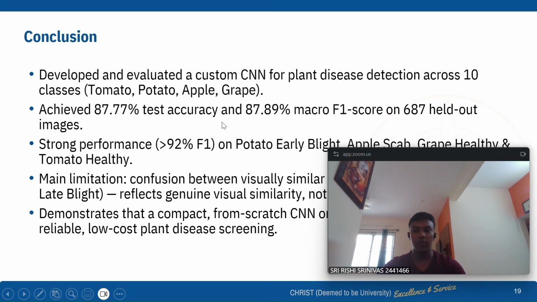In conclusion, we developed a custom CNN for 10-class plant disease classification across tomato, potato, apple, and grape plants. The model achieved 87.77% test accuracy and 87.89% macro F1 score on 687 unseen test images. It performed particularly well on classes such as potato early blight, apple scab, and grape healthy. And the main challenge was distinguishing visually similar diseases, especially tomato early blight and tomato late blight.